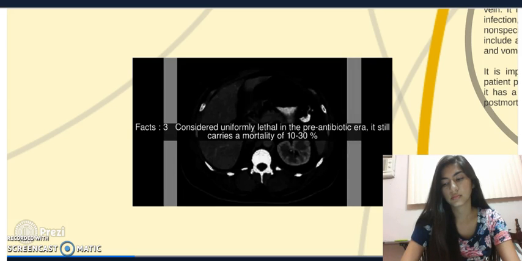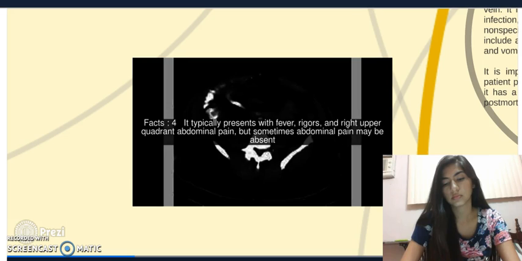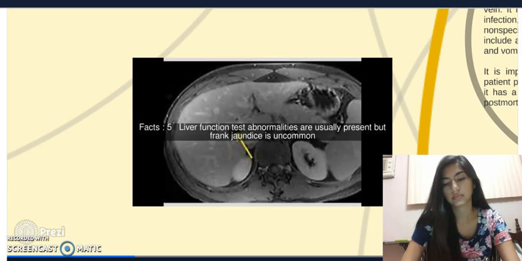Considered uniformly lethal in the pre-antibiotic era, it still carries a mortality of 10 to 30%. It typically presents with fever, rigors, and right upper quadrant abdominal pain, but sometimes abdominal pain may be absent. Liver function test abnormalities are usually present, but frank jaundice is uncommon.